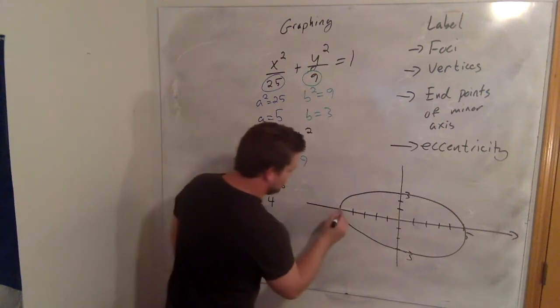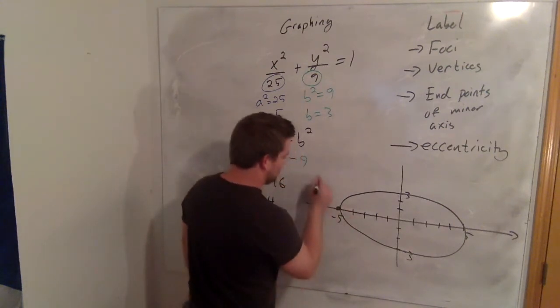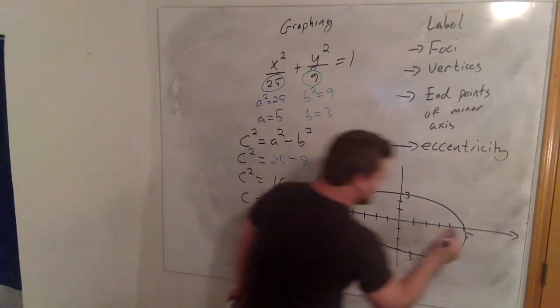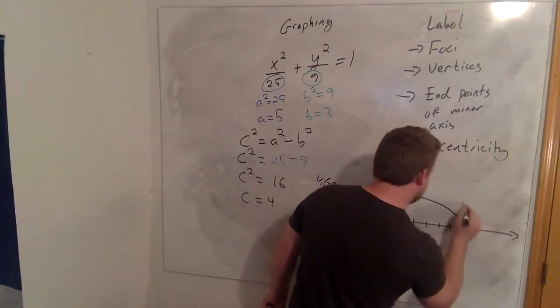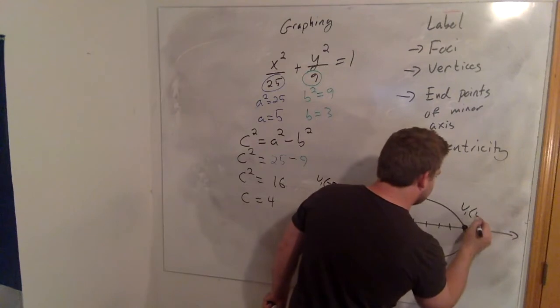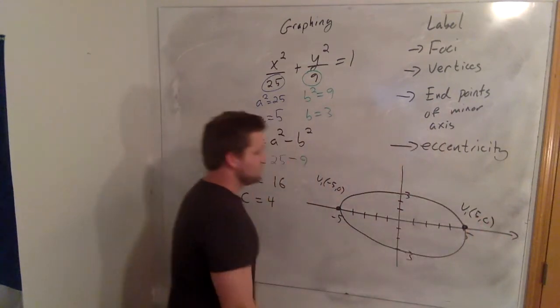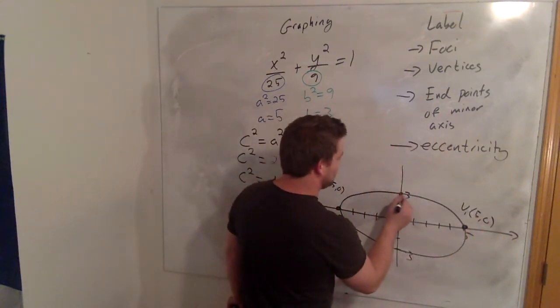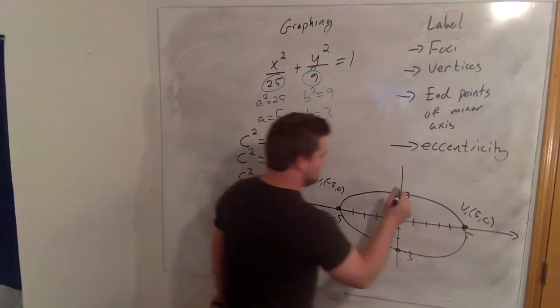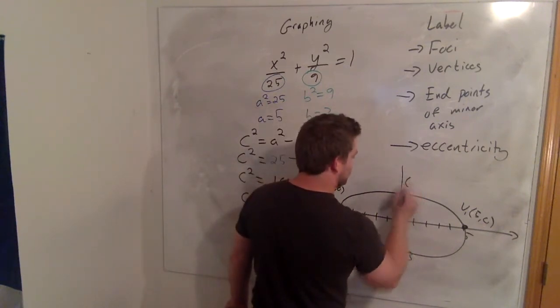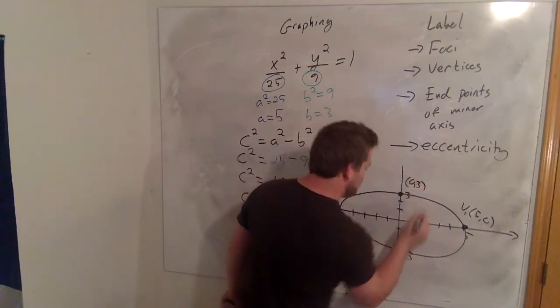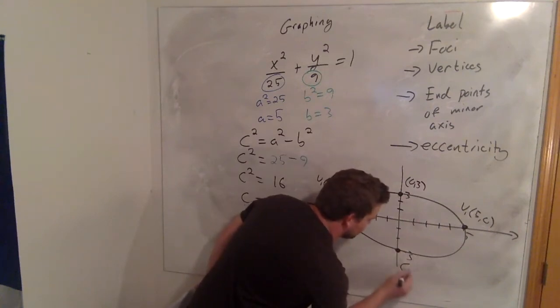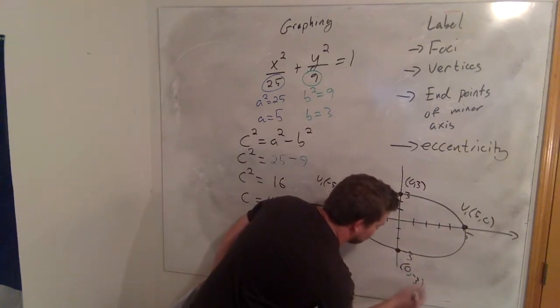Okay, this will be one of the vertices. We can call this one V1. It'll have coordinates -5, 0. This will be another one of our vertices, with coordinates 5 and 0. This is one of the endpoints of the minor axis, the point 0, 3. This point here will be 0 and -3.